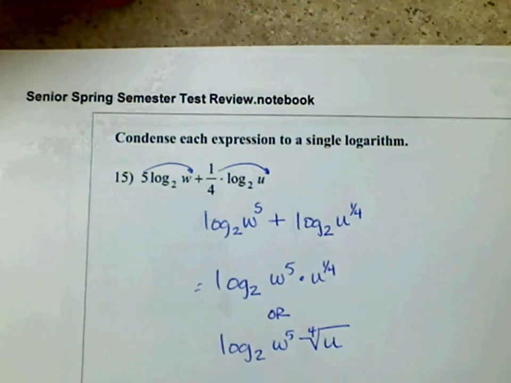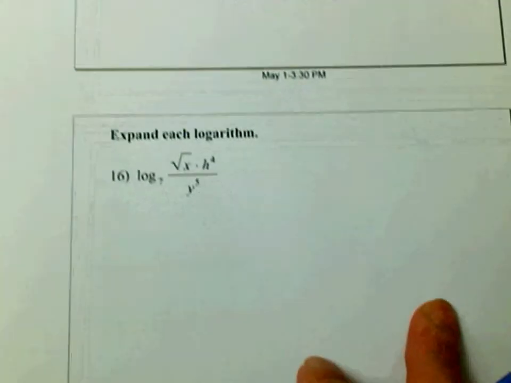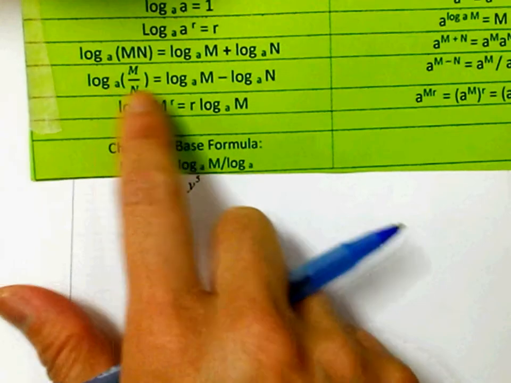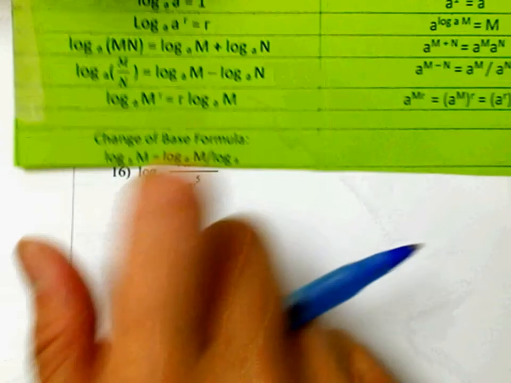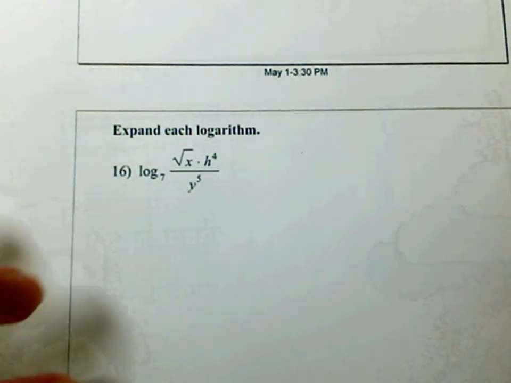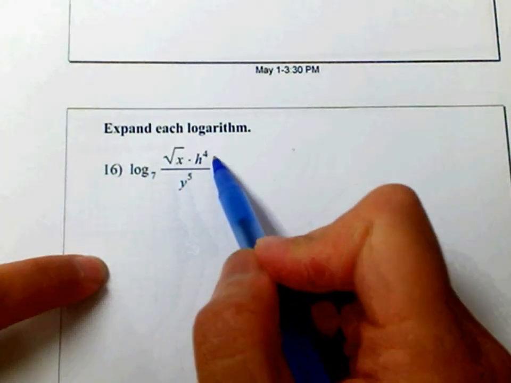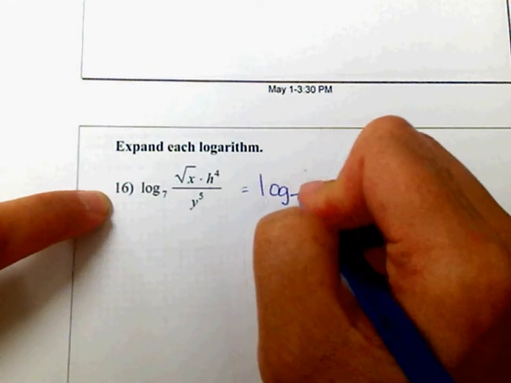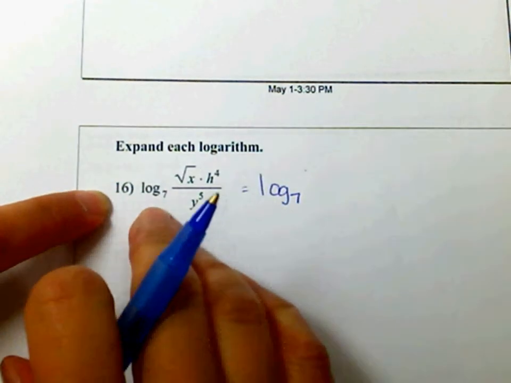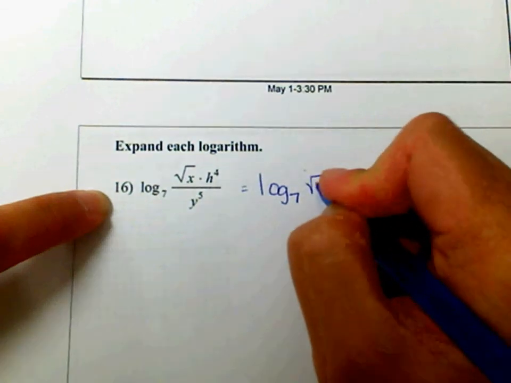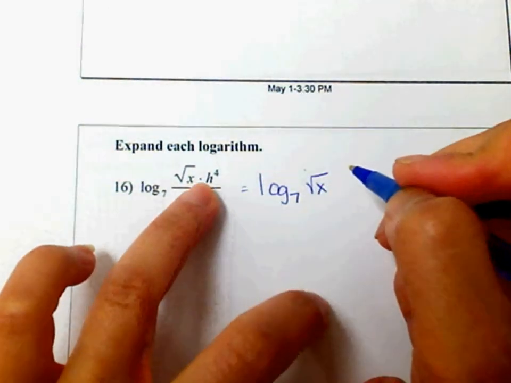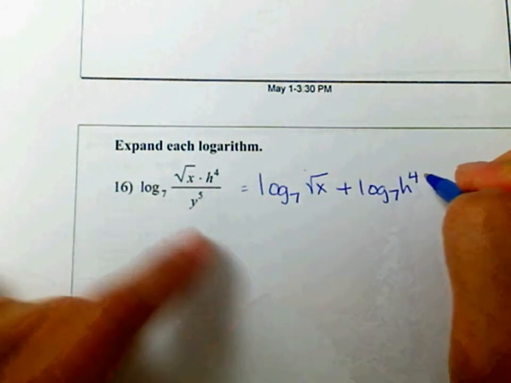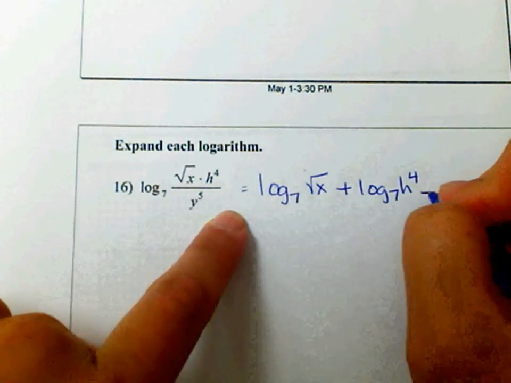Number 16, we are now expanding. So we are going to go from this format to this format. So we want a plus and a minus because we are going to now expand. So best thing to do is put a log on every one of your numbers. First off, they're all going to have the same log. Otherwise, it wouldn't be in a condensed form. So log base 7, square root of x. See how that's multiplication? Same as plus. Log base 7, h to the 4. Look at the minus. Minus is subtraction. Log base 7, y to the 5th.